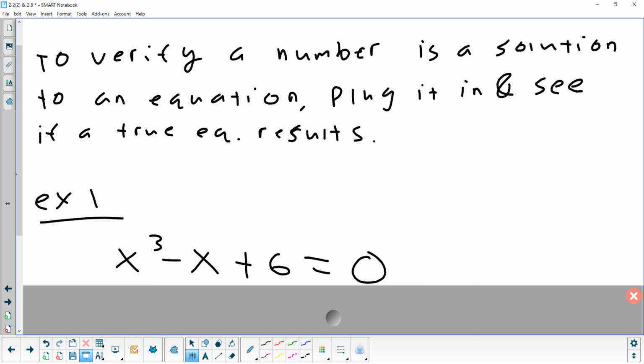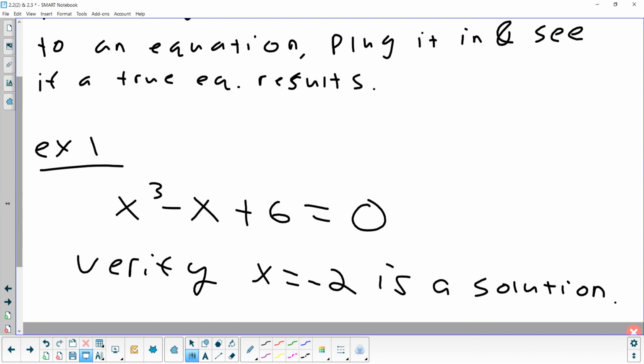So I'm not going to ask you to solve this. I'm going to give you a number that is a solution to it, and I just want you to prove or verify that it works. Okay, so verify that -2 is a solution to that equation. All right. So Casey, how would I check that -2 is a solution to that equation?